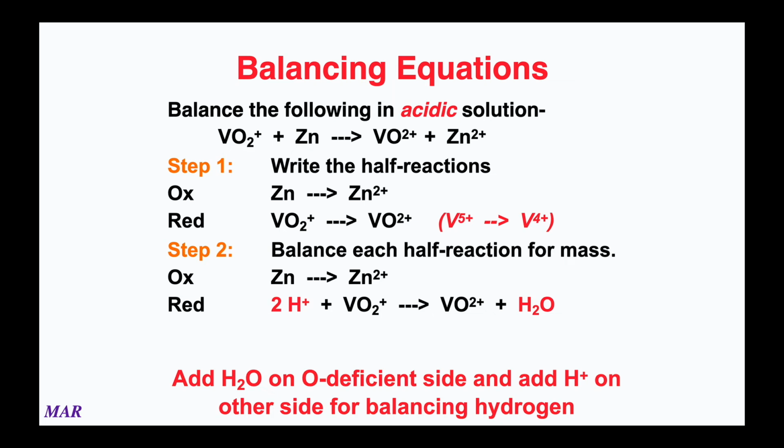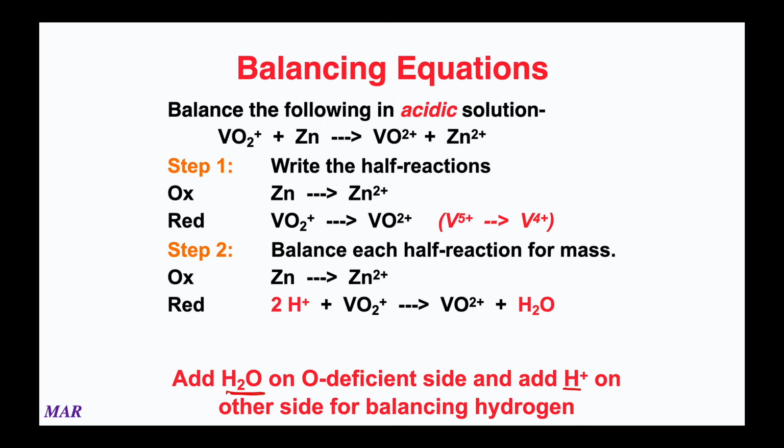So if you have acidic solutions, all right, you add water to the oxygen deficient side and you add H+ to the opposite side. In an acid solution, you can only add H+ and water. Don't add anything else, all right? That becomes really important. So in this problem, we added H+ to the left side, water to the right side, and now everything is balanced.